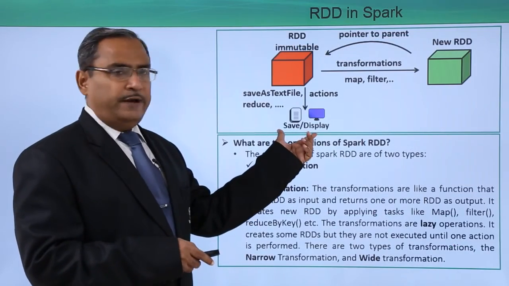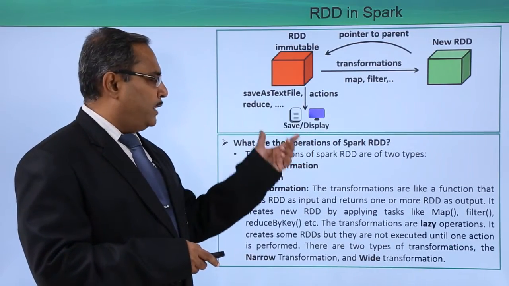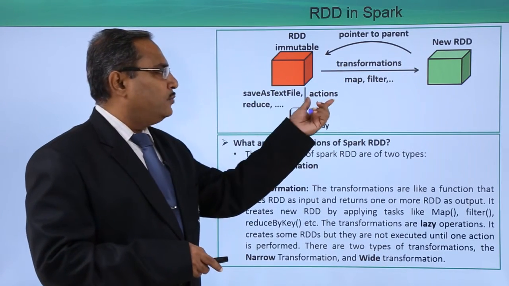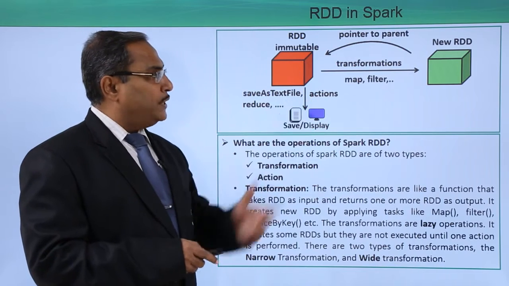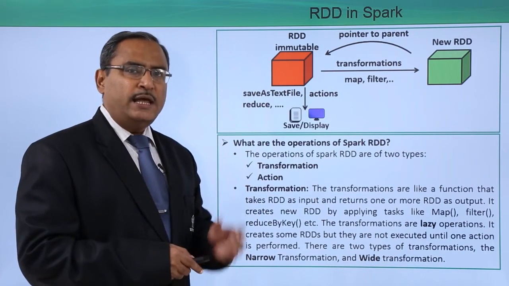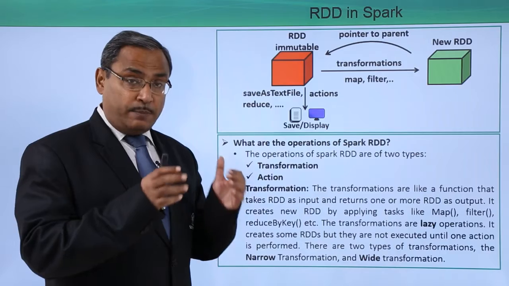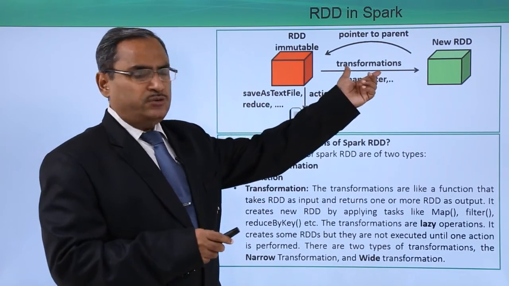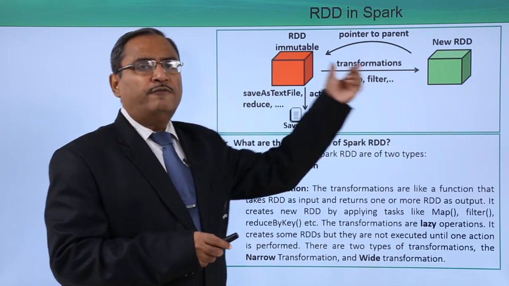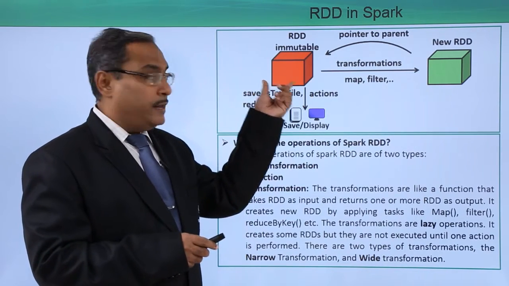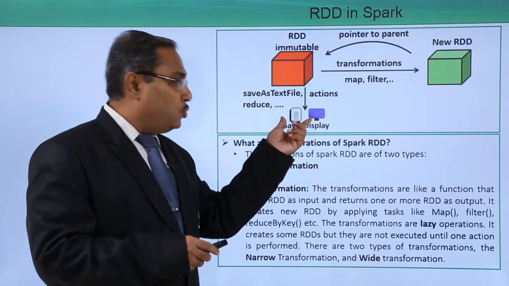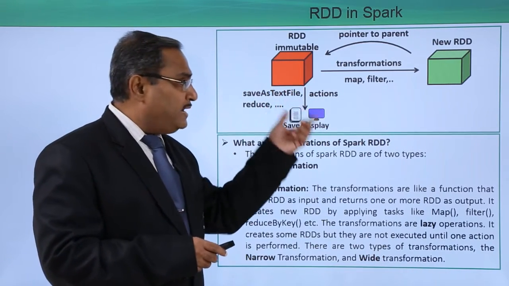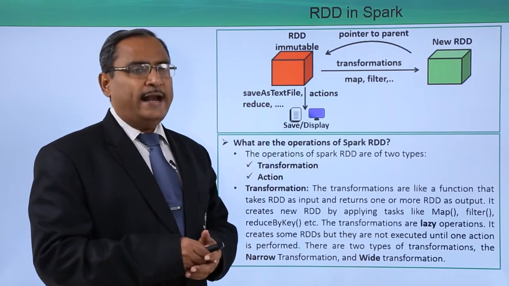Now consider this diagram. Here we have two main operations: one is the transformations, and the other is the actions. Now what is the basic difference between transformations and actions? In the case of transformations, we get a new RDD from the previous one. But in the case of actions, no separate RDD is created from the previous one. So that is the main difference between transformations and actions.